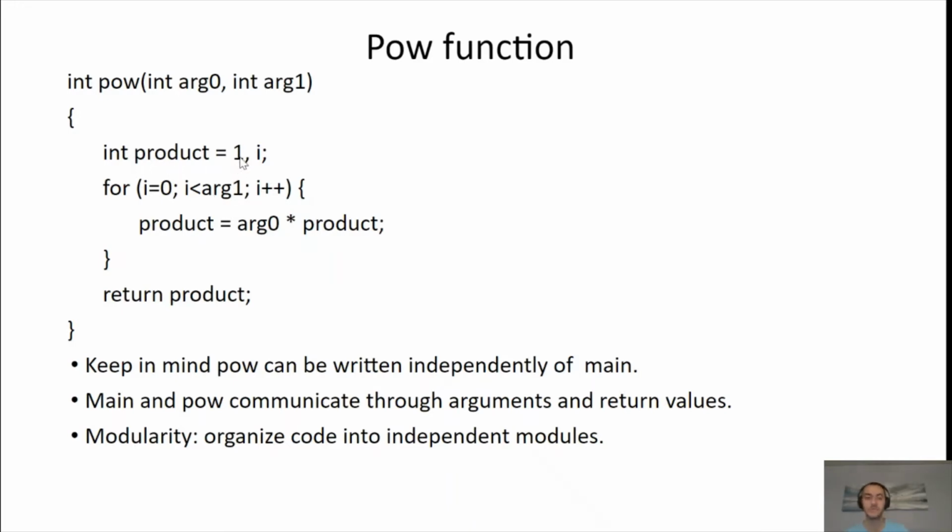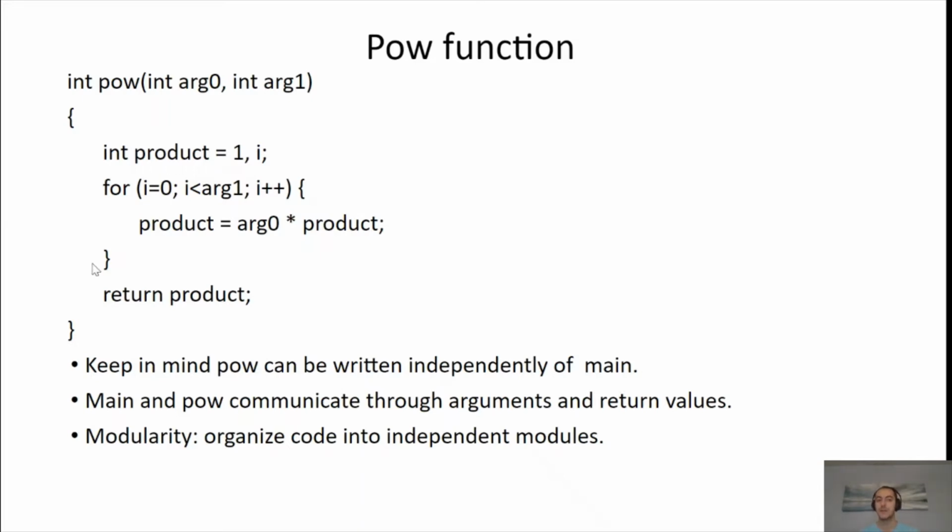Starting from 1, if arg0 is 2, first it's 1 times 2, so the answer is 2. The next time it's 2 times 2, so the product is 4, and the last time it's 4 times 2, so the product is 8, and it returns that value. But again, the implementation is not important here.